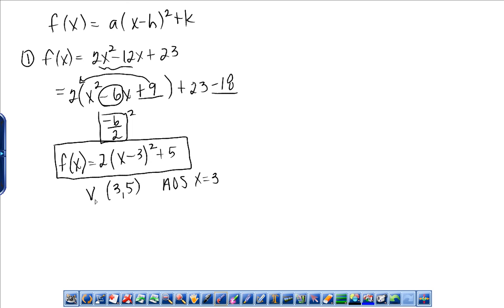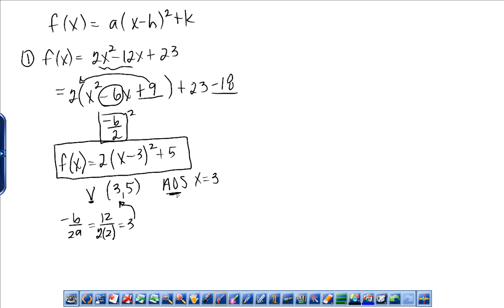I'm also going to tell you that I could have found the vertex for my original problem up here by using the formula negative b over 2a, just for those of you who like different things to do. My negative b would be a positive 12 over 2 times a. That would be 2 times 2. So this would be 12 over 4, which is 3. And that's what I got right there.